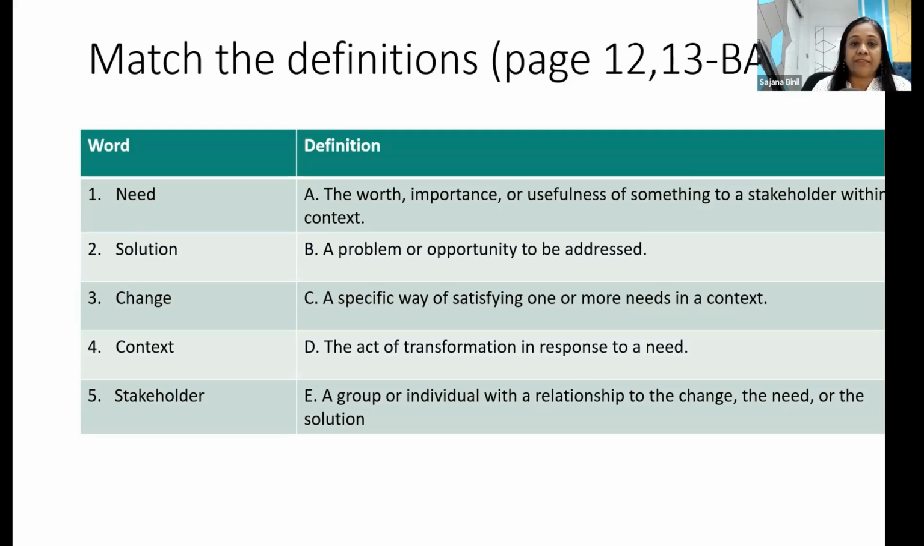And then we have stakeholder. Stakeholder is a group or individual. I forgot to mention the value parameter here, right? Yes, value is missing. That comes as A.